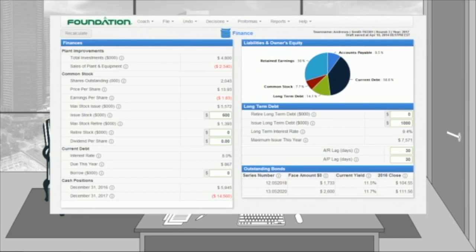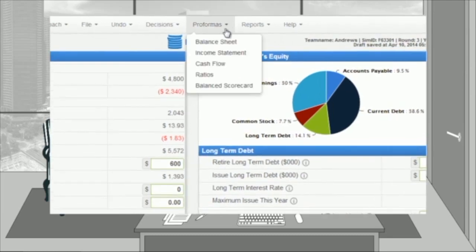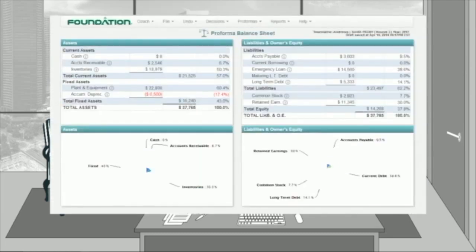Making sure you have the money to achieve your strategy is important every step of the way, so you also have access to a set of Performas. From the Performa dropdown, Balance Sheet is selected. The Performa balance sheet appears. Dynamic financial statements you can look up at any time.